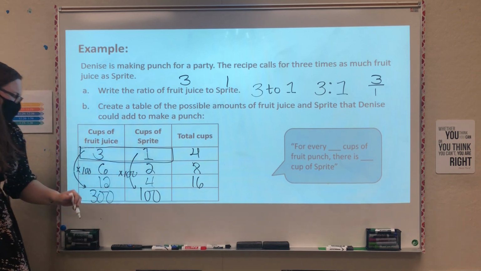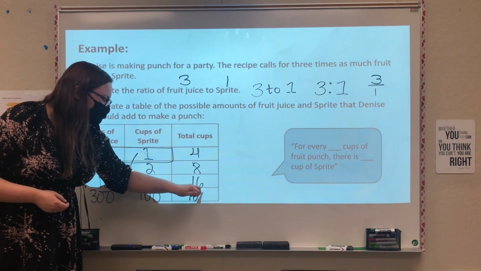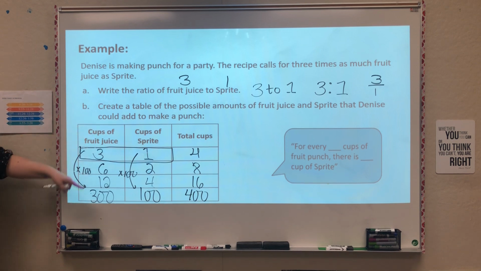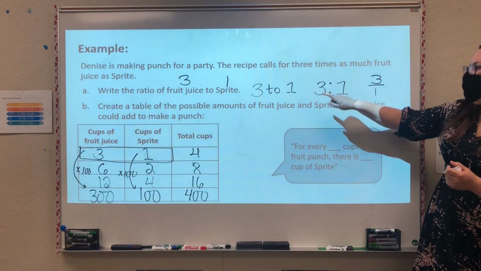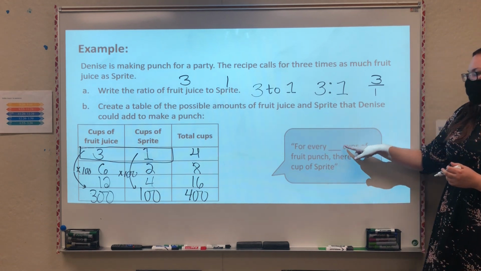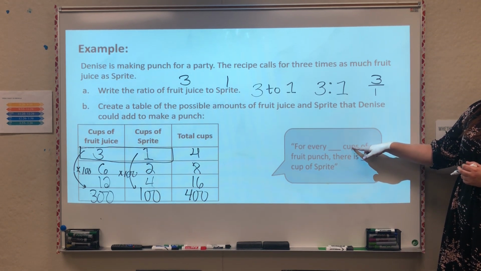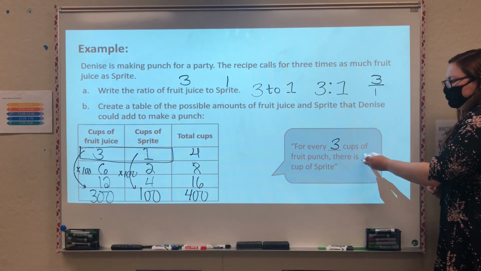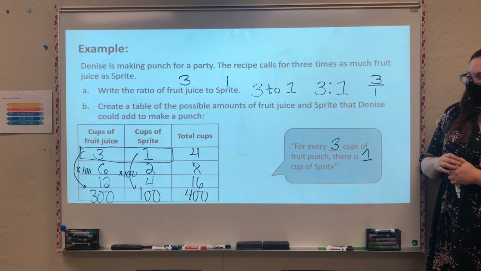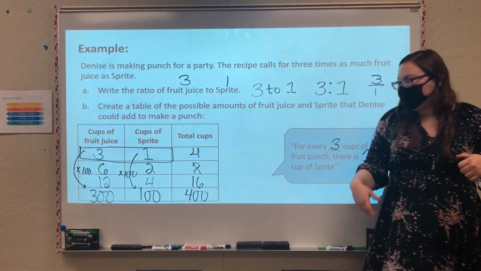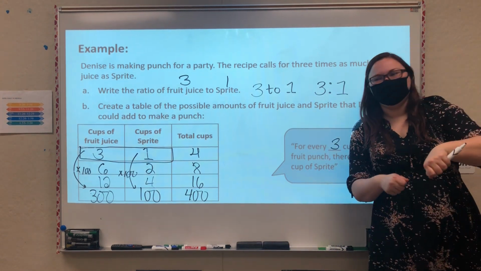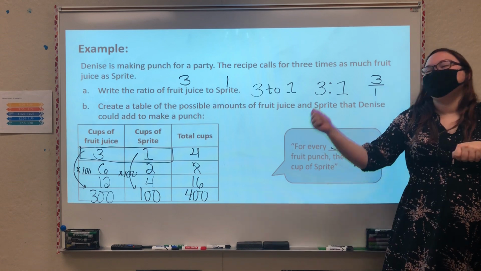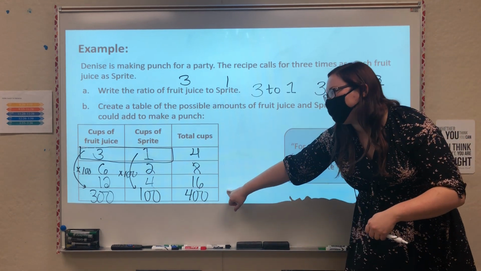Let's finish up this row. We've got 300, 100, and 400. No matter which of these she makes, for each of these recipes, these combinations, what is true? We could go back to that original one: for every 3 cups of fruit punch, there is 1 cup of Sprite. One way she could make that 300, 100 combination is she could say for every 3 cups of fruit punch, 1 cup of Sprite, and do that 100 times, and she would end up getting 400 total cups.